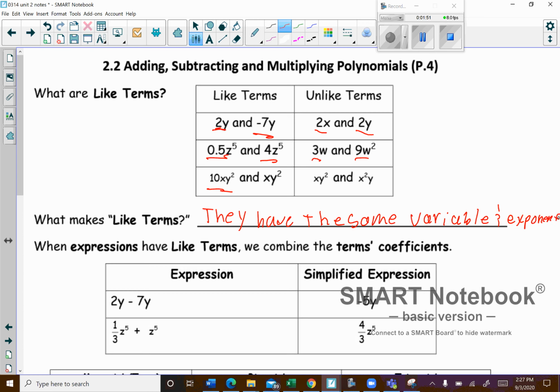Okay, could barely fit that in there. Sorry for the messy handwriting. So to be like terms, we have the same variable. So if it's a y, it's a y. If it's a z to the fifth, it also has to be a z to the fifth. So if they don't, then we're not going to be able to add those terms or subtract those terms. So that's why we're talking about like terms. The only way you can combine terms is if they are like terms. Multiplying and dividing will be a whole different story, and we'll look at that a little bit later.